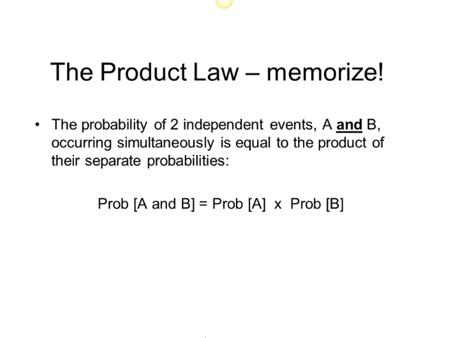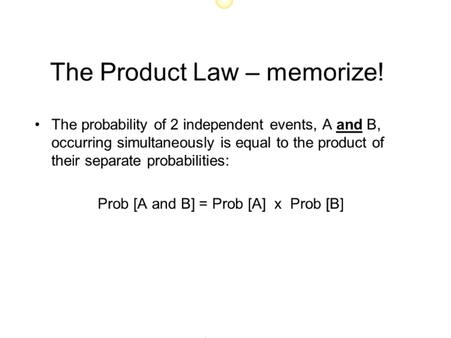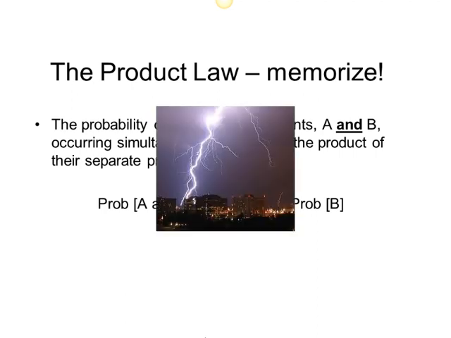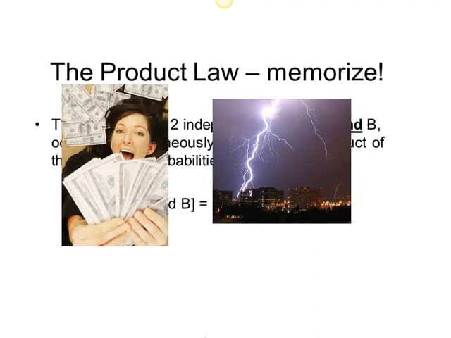So the probability that you would win the lottery is maybe 1 in a million on a good day. The probability that you'll be hit by lightning is probably even lower than that. Let's just say 1 in a million for that. So what's the probability that both events will happen to you simultaneously, or at the same time?